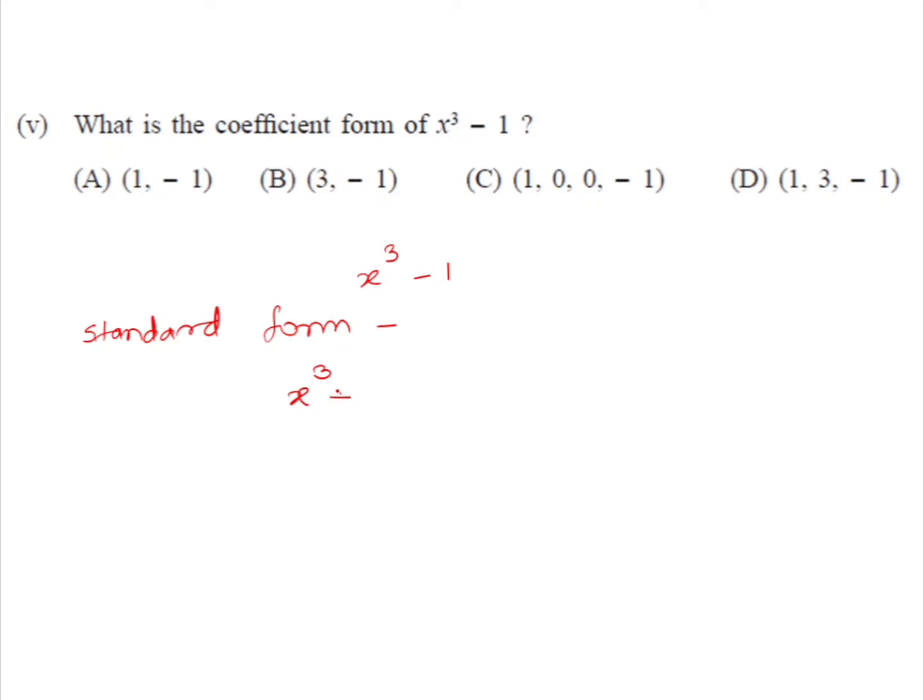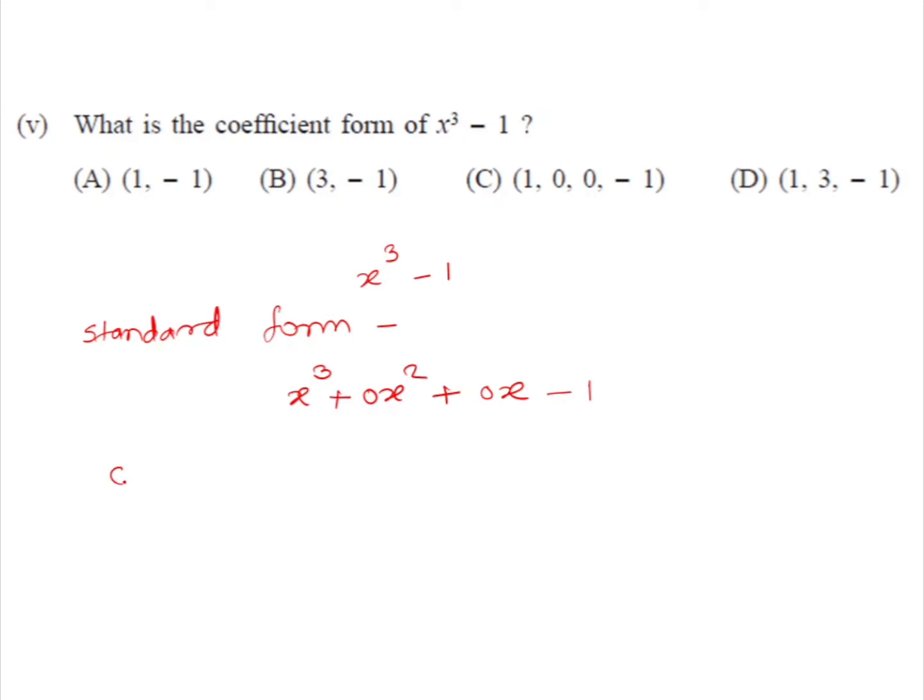So instead of that we can write 0 into x square plus, again, the x term is also not involved in this polynomial. So instead of that we can write 0x, because 0 into x will be 0, and if we add 0 to any polynomial or any expression, it will not make any difference. That's why we have written here 0x square plus 0x, which will not make any difference to the given polynomial. And last is the constant term, that is minus 1.